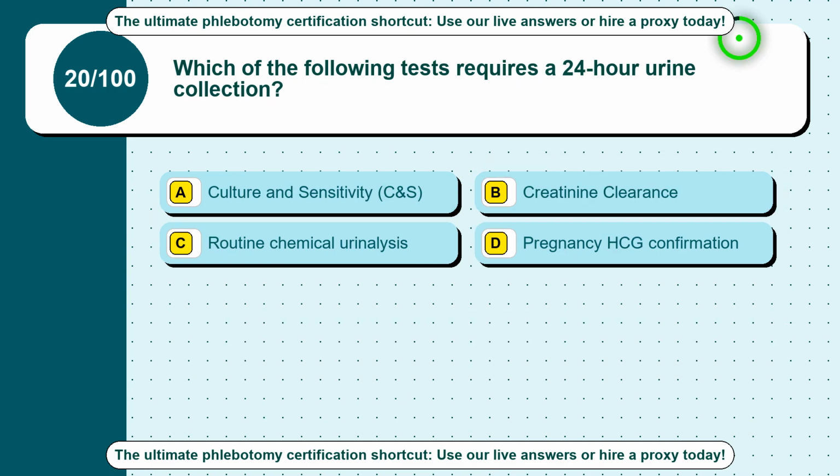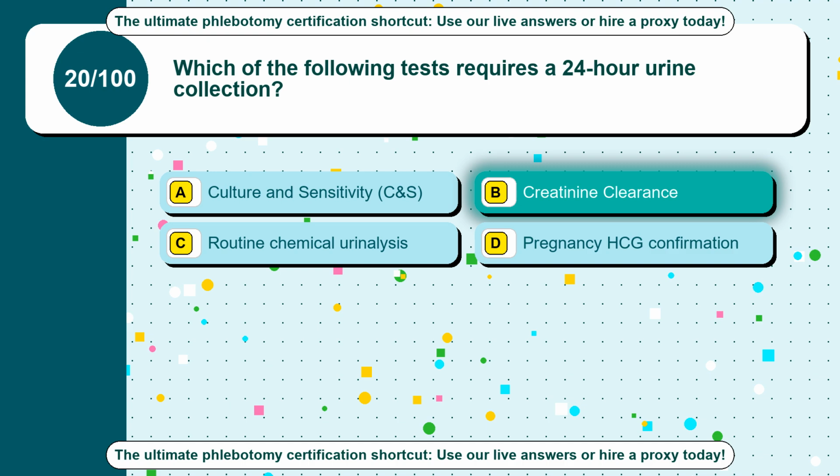Question 20. Which of the following tests requires a 24-hour urine collection? Option A, culture and sensitivity, C and S. Option B, creatinine clearance. Option C, routine chemical urinalysis. Option D, pregnancy HCG confirmation.